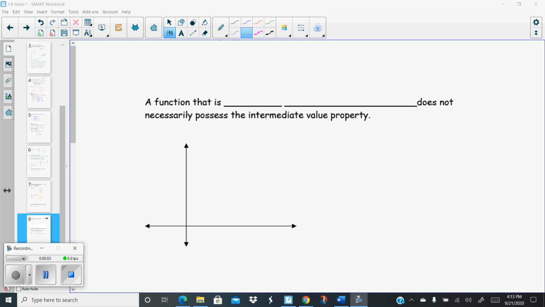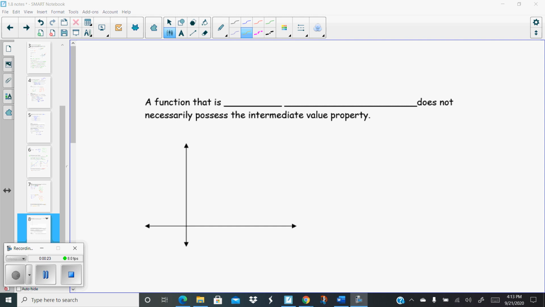All right, so this is 1.8 video 3. In the last video, we talked about the intermediate value theorem and the fact that it was what's called an existence theorem, meaning that it'll sometimes tell you that something exists even though it doesn't necessarily tell you how to find it.